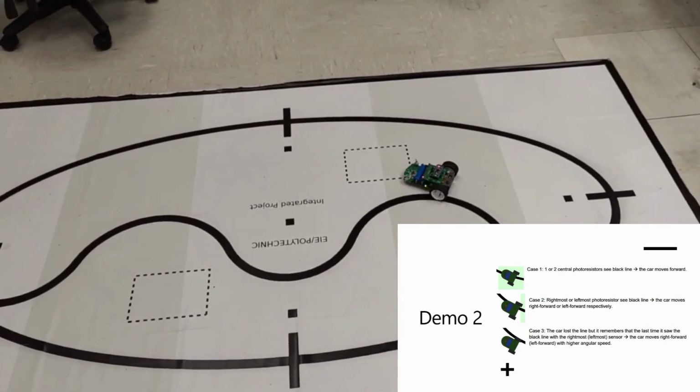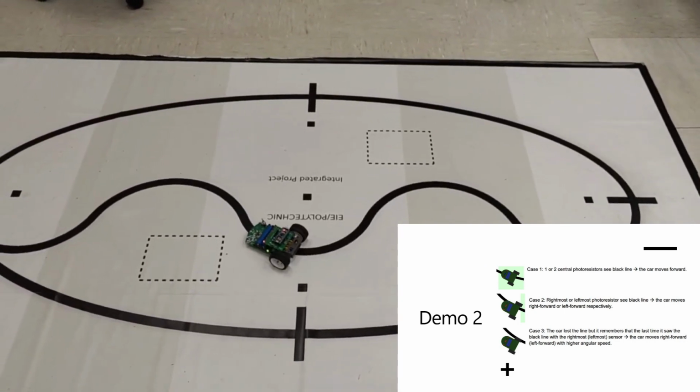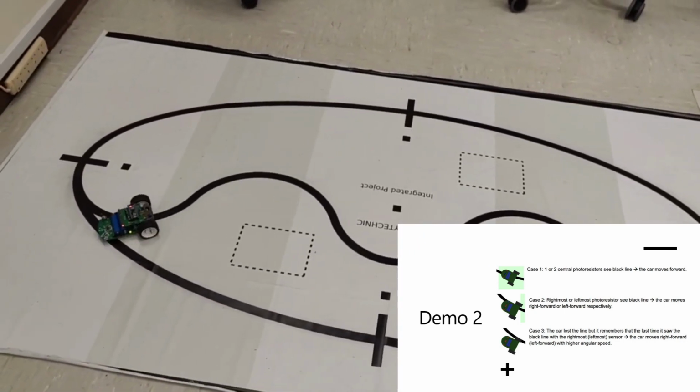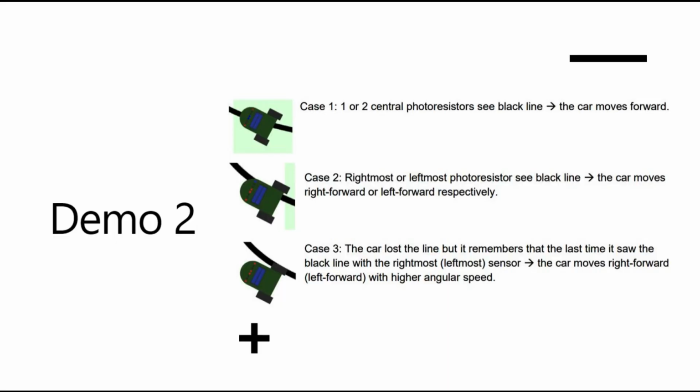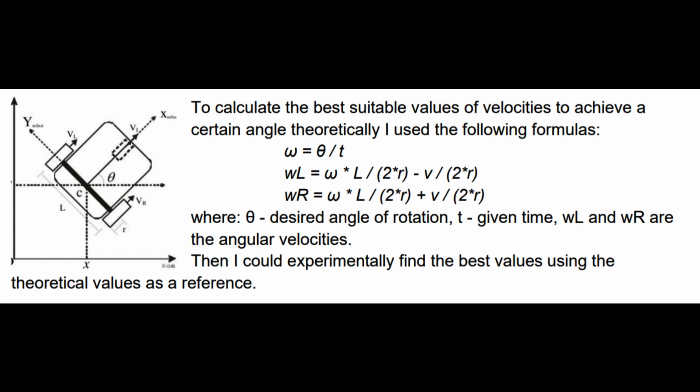For case 3, it means that the car lost the track, and it tries to get back on the track based on the photoresistor where it saw the line last time. This approach is actually quite simple. The most challenging part was to choose the most proper values for the velocities for each of the motors, and to differentiate the cases based on the readings from those photoresistors.